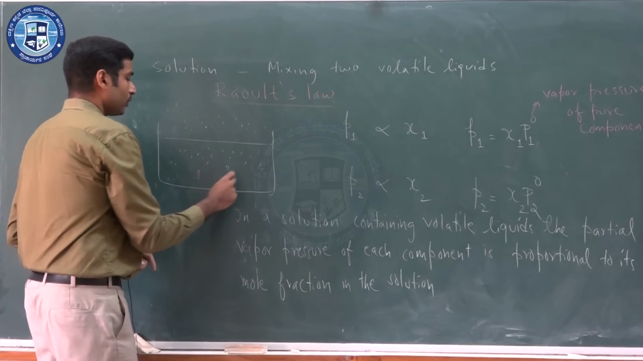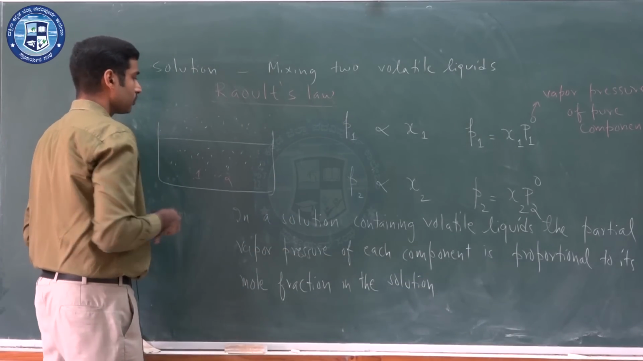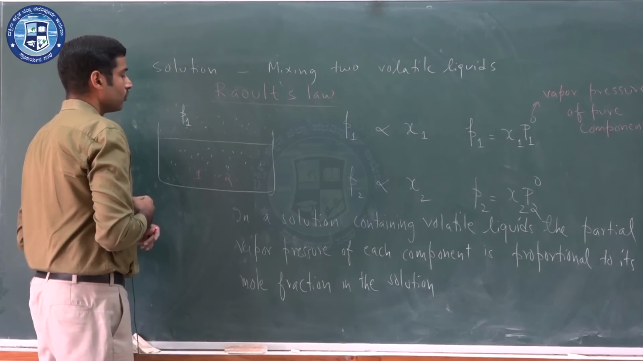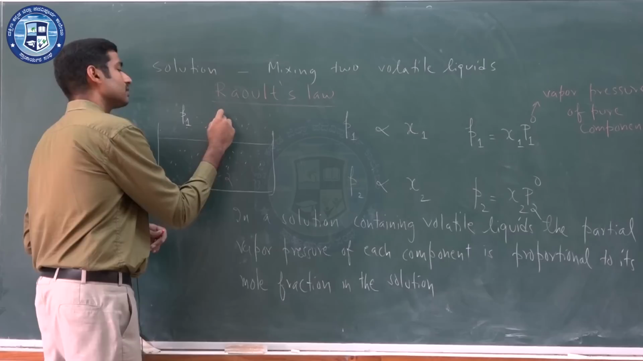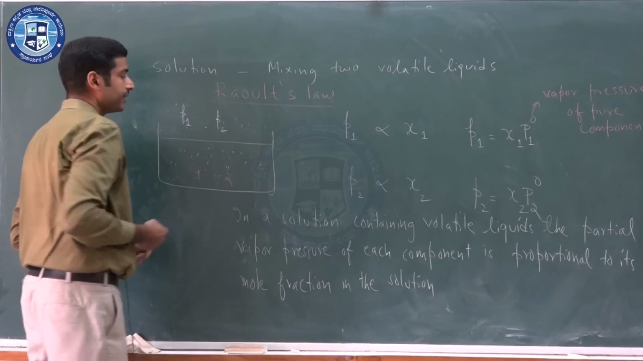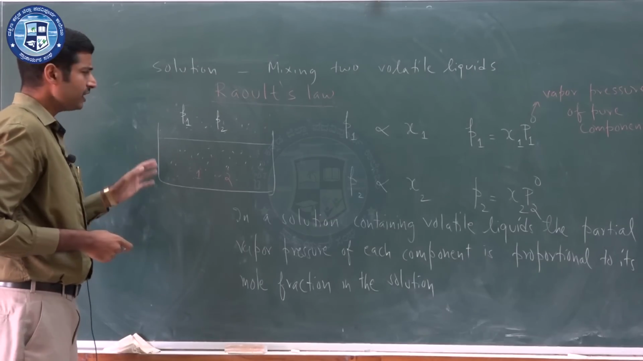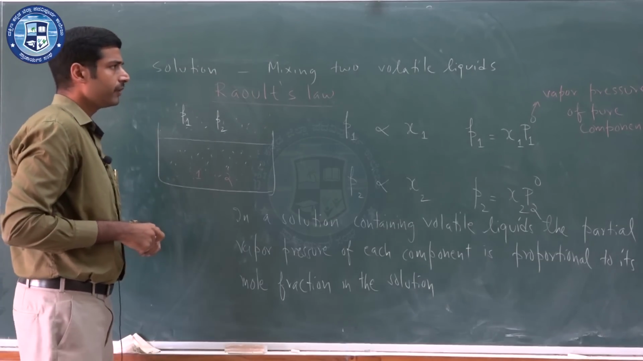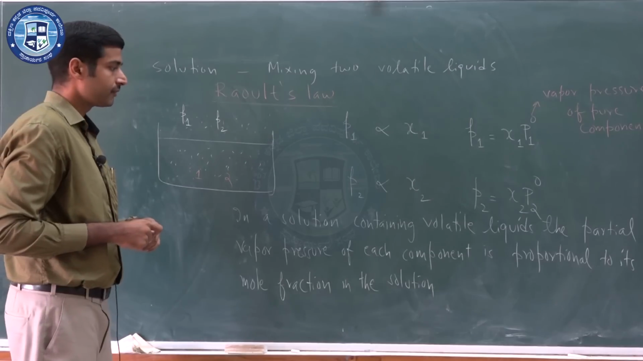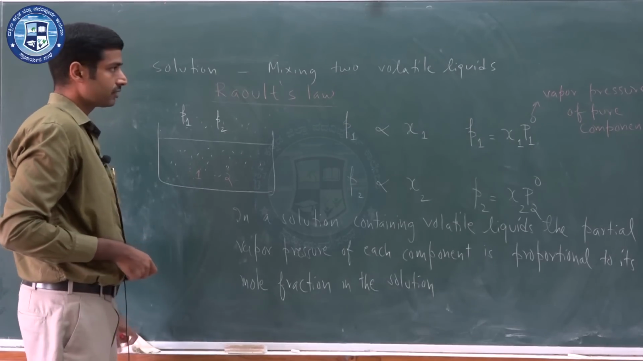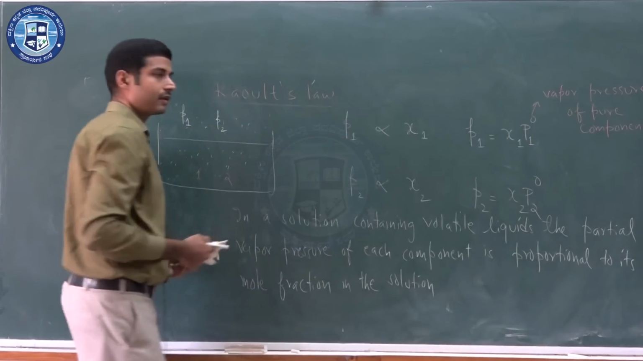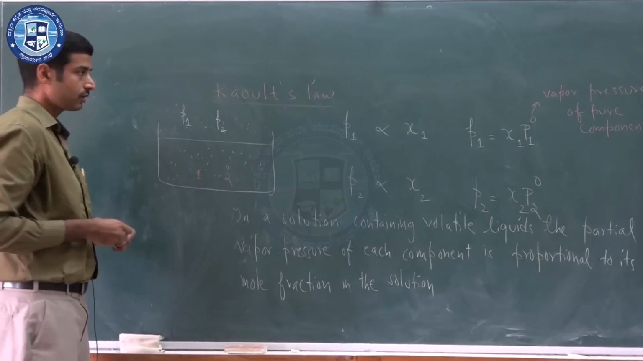So, because of component 1 and 2, I have got some vapor pressure exerted because of component 1, partial pressure 1, and some vapor pressure exerted because of component 2, which I give as P2. In such a situation, let me apply Dalton's law of partial pressure. And what does Dalton's law of partial pressure state? It states that the total pressure is given as the sum of the individual partial pressures.